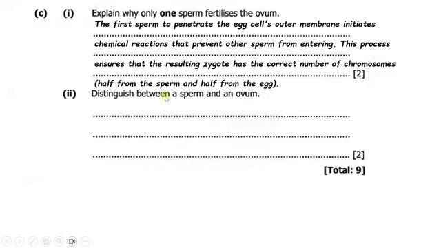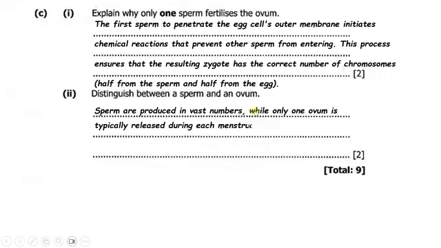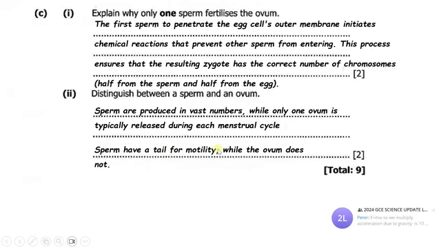Then part 2, distinguish between a sperm and an ovum. So here you have to say sperm are produced in vast numbers, while only one ovum is typically released during a menstrual cycle. So this is one difference. Another difference, you can say sperm have a tail for motility, while the ovum does not have. You can also say that a sperm cell is smaller than an ovum.